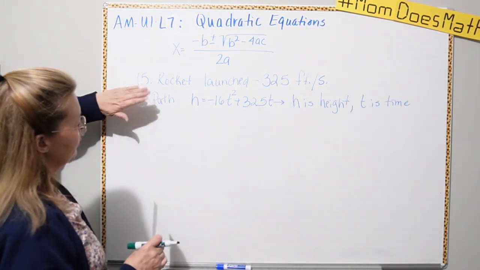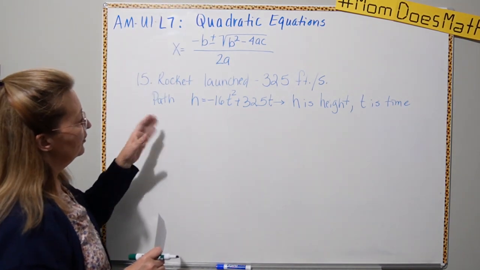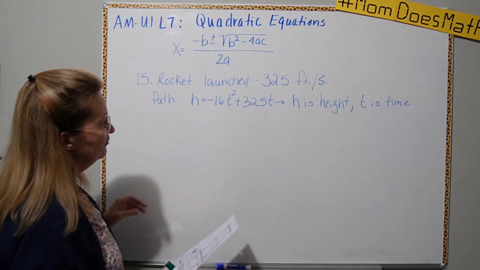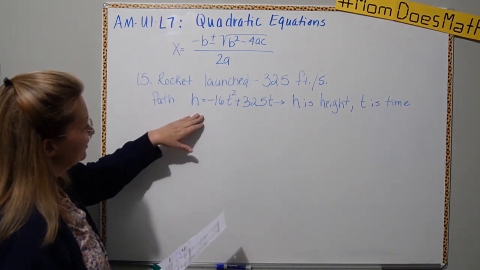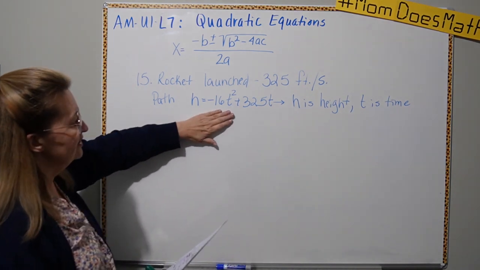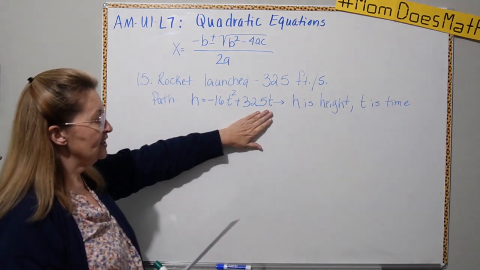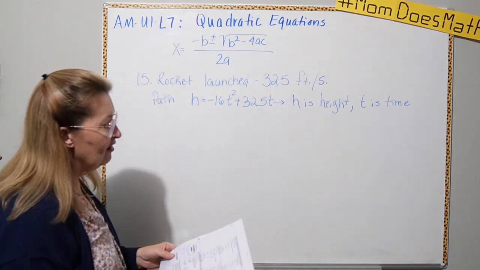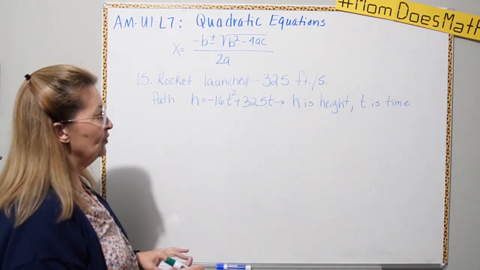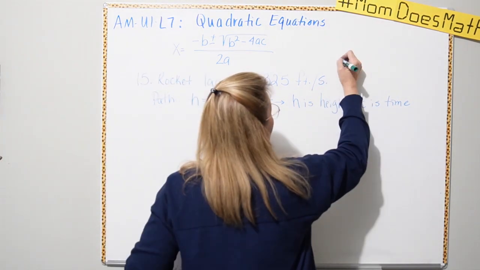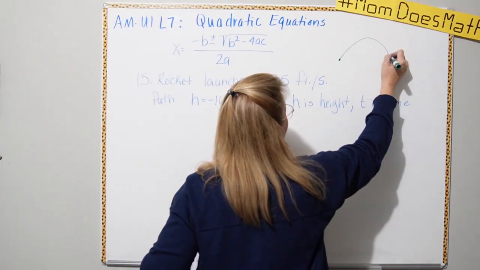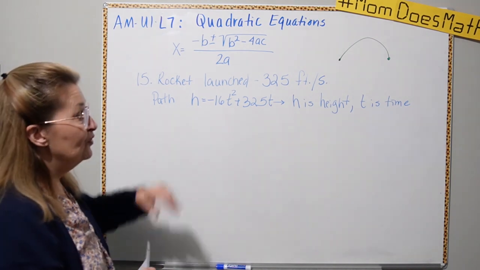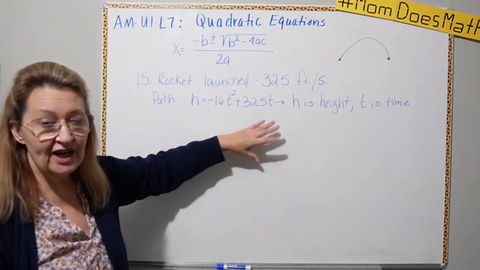Okay, here's our last problem, number 15, and this is a word problem. There was a rocket that was launched upward with an initial speed of 325 feet per second, and the path is modeled by h is equal to negative 16t squared plus 325t, where h is the height and t is the time. Now it wants us to tell us how long did it take the rocket to reach the ground. So you have to understand, a rocket leaving the ground, going into the air and then going back to the ground, that is a parabola. So that's what quadratic equations tell you.